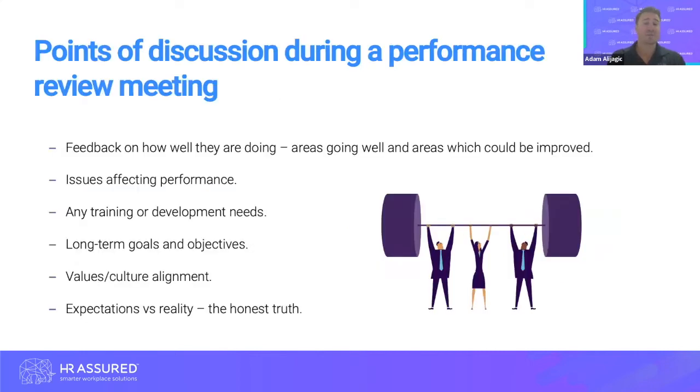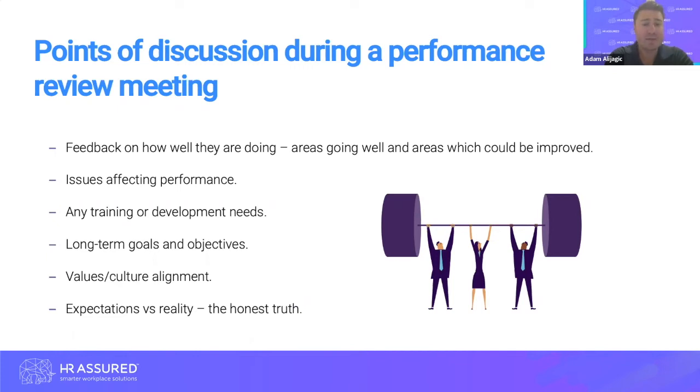The points of discussion during a performance review meeting. It's all about giving feedback on how well they are doing, which is what Tian was talking about. So areas going well and areas which could be improved. I guess really focusing on them and giving them advice on how they can improve it. And for areas that are going well, how they can even increase that as well.